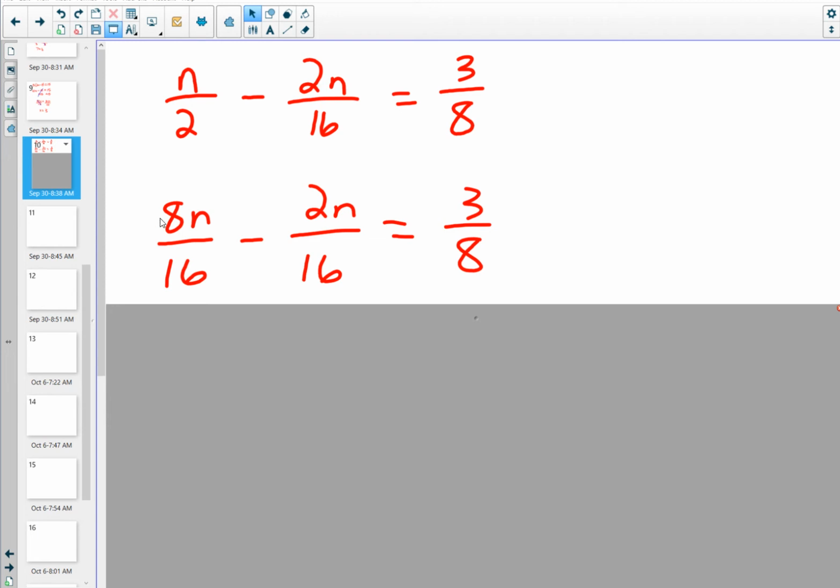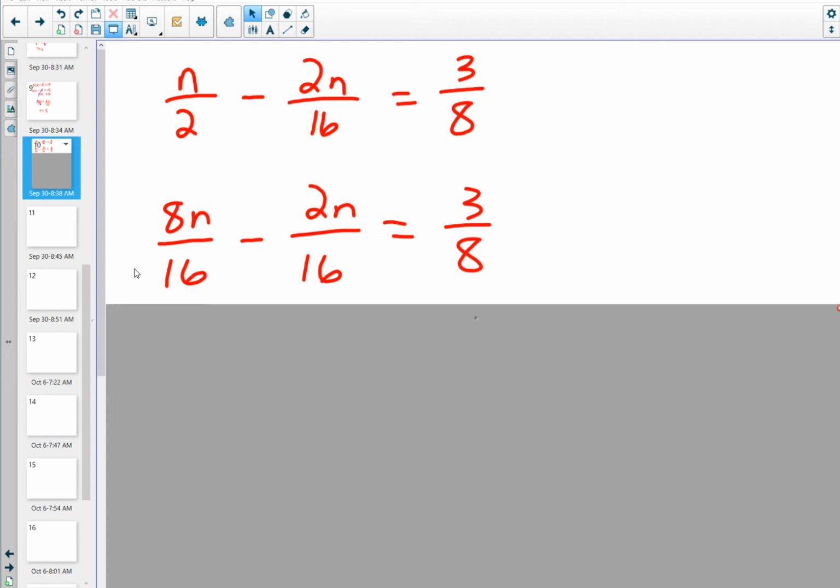Now, how did that 8n come about? 2 times what gives you 16? 8. 2 times 8 is 16. 8 times that is. Well, you said 2 times. 2 times 8 is 16.